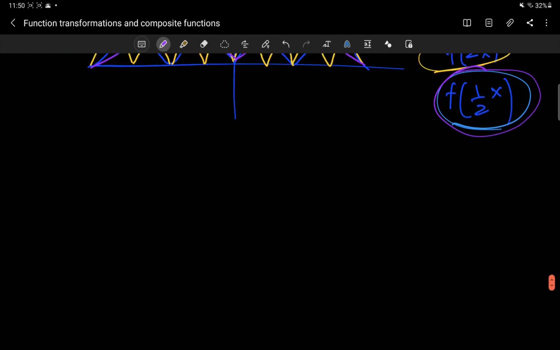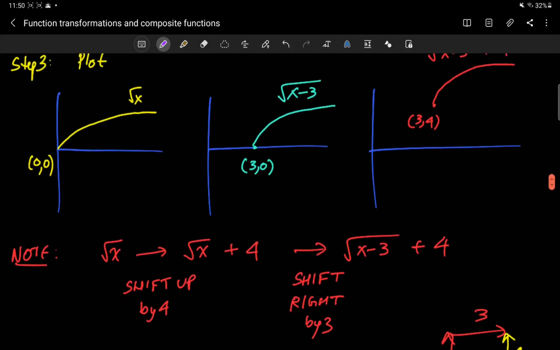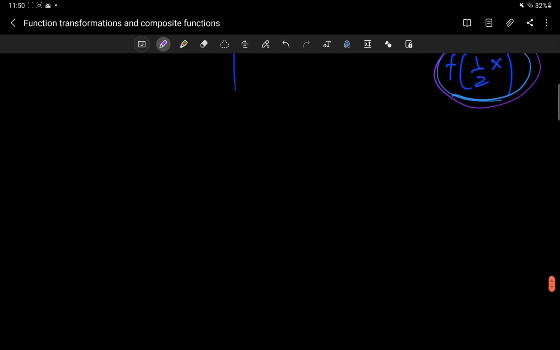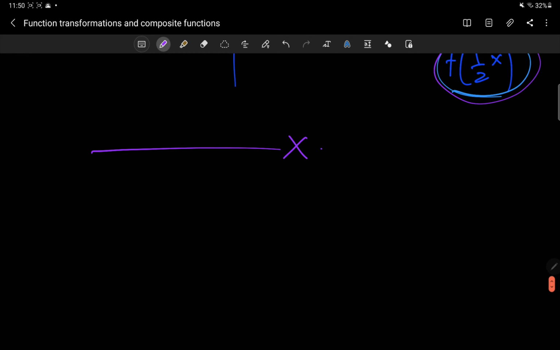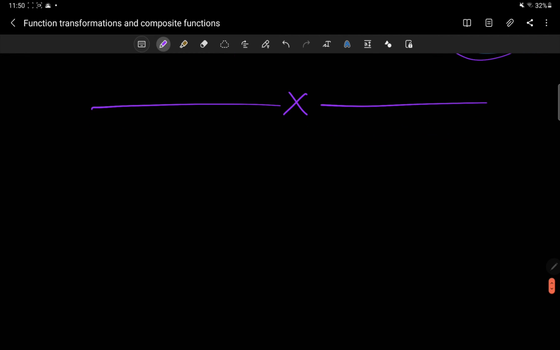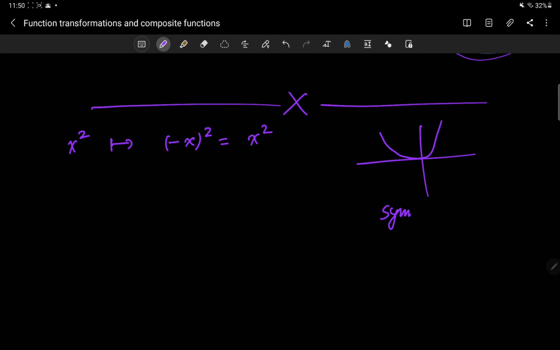Let's see, while we are at this, let me just wrap this section up by talking about the reflection property, right? Remember, for example, that in x squared, if I change x squared to negative x whole squared, it gives me back x squared. What that means is there is a symmetry about the y-axis, right? Which implies that if I reflect around the y-axis, I don't get anything new. I get the same graph.